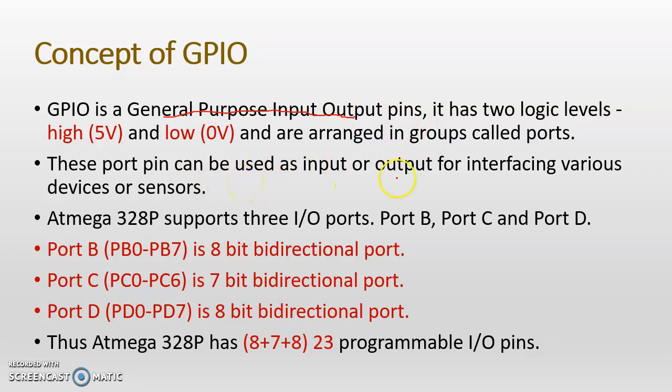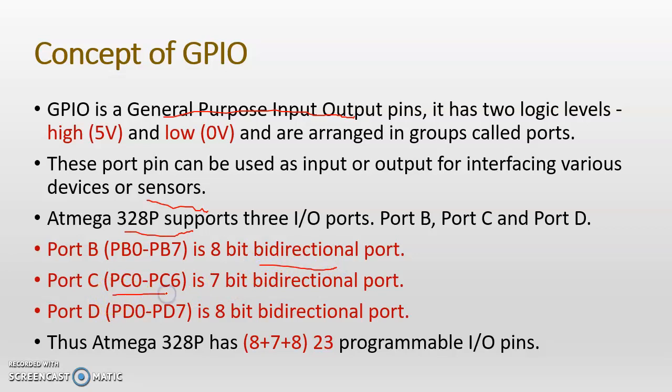These can be used as an input or output for interfacing various devices, or we can say sensors we can connect at that pin. The Atmega 328P microcontroller supports 3 input output ports, port B, port C and port D. Port B is from PB0 to PB7, which are 8-bit bidirectional pins, meaning it can be input and it can be output, so it is a bidirectional port.